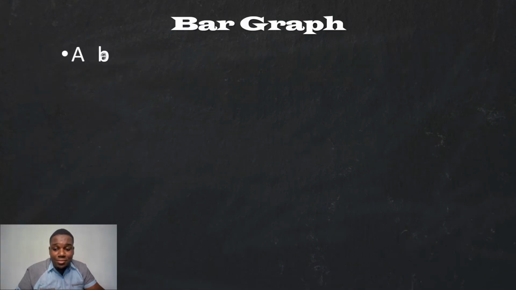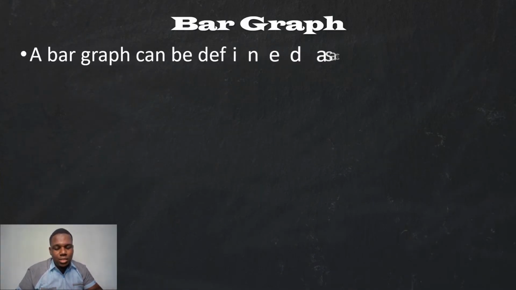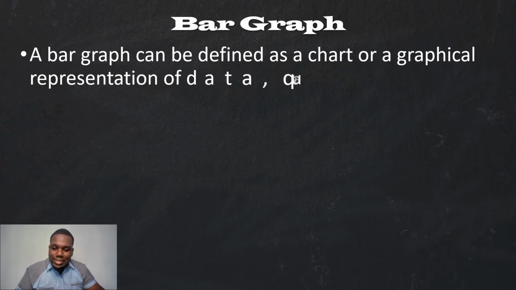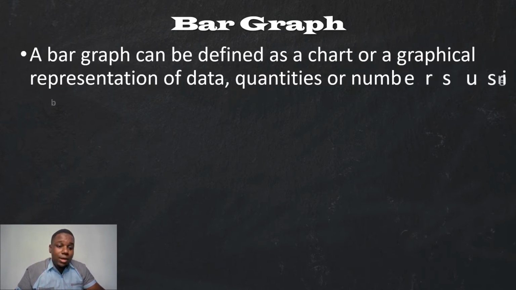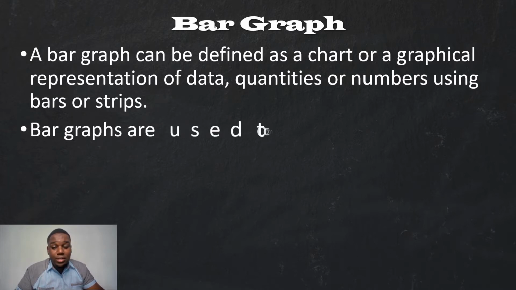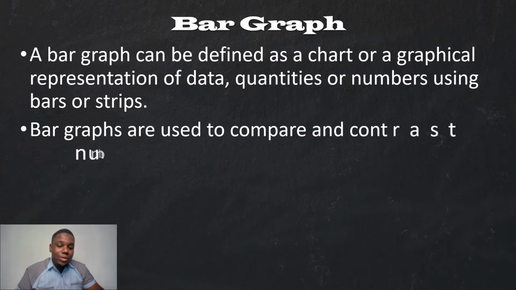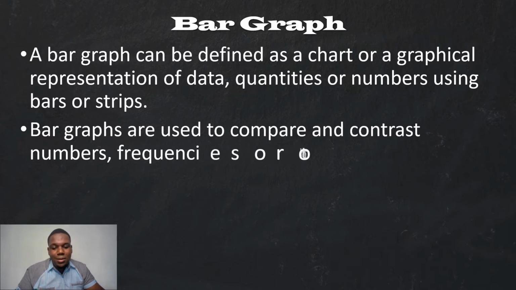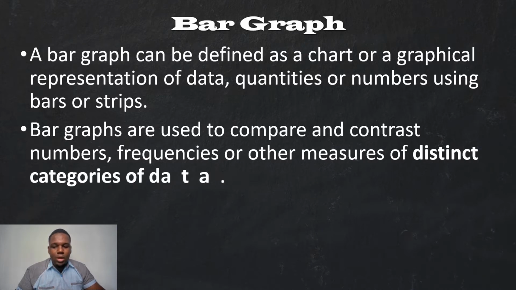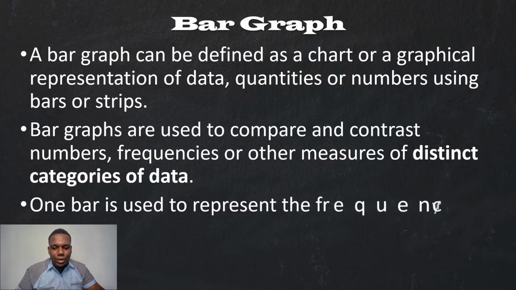A bar graph can be defined as a chart or a graphical representation of data, quantities, or numbers using bars or strips. Bar graphs are used to compare and contrast numbers, frequencies, and other measures of distinct categories of data. One bar is used to represent the frequency for each category.